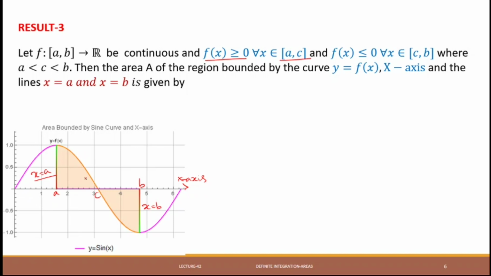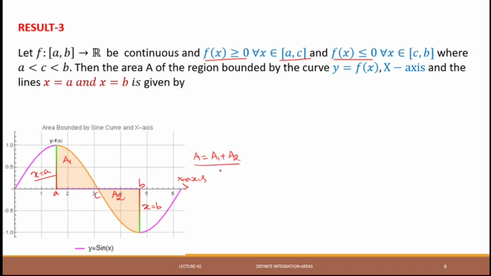So f(x) is positive here, and f(x) is negative means in the interval [c, b] the graph of f(x) lies below the x-axis. So now the area bounded by these four curves, namely y = f(x), the x-axis, and the lines x = a and x = b. The required area is shaded here. The entire area has been split into two parts, namely A1 and A2. So the entire area A is equal to A1 plus A2.